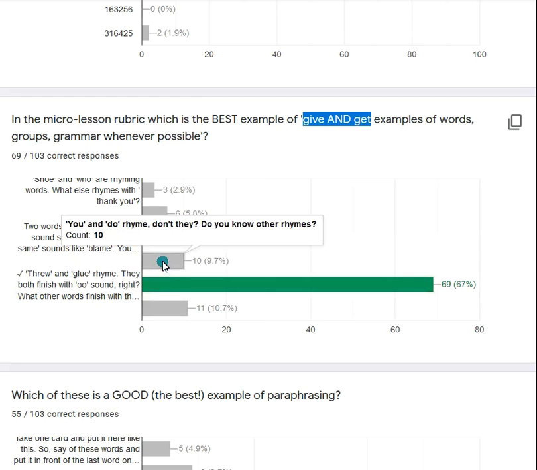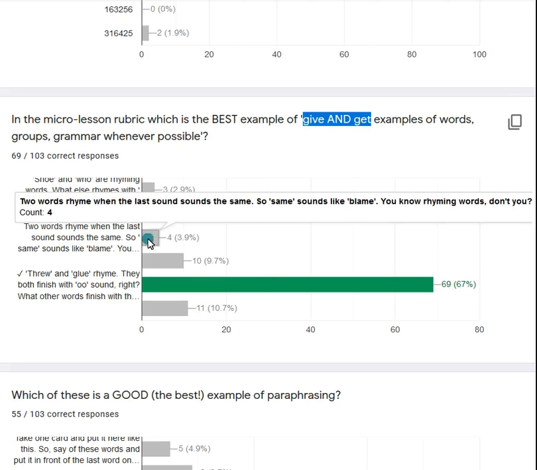Do you know any other rhymes? Well, that's not an easy way to get an example from students. It's not the easiest. If you said what else rhymes with do and you, that would be better. Two words rhyme when the last word sounds the same. Okay, you're explaining. So same sounds like blame. Okay, fine. Not the easiest examples, but fine.